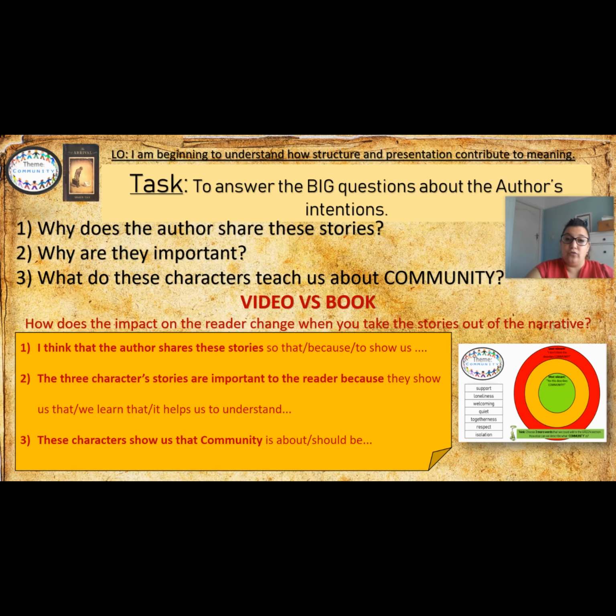So now that we know about those 3 stories, let's think about why they're there. Why did the author include them in his story about the arrival? You can also think about them. Why did the person who made the animation take them out? Is it better with the stories or without the stories? How does it change it?